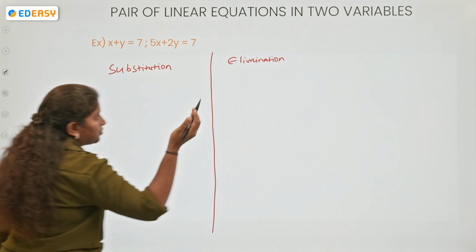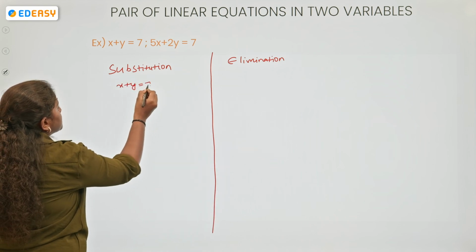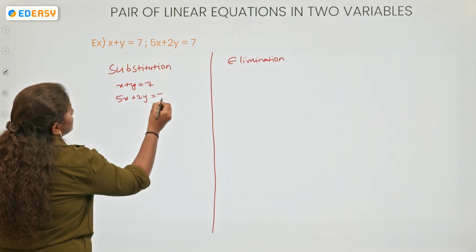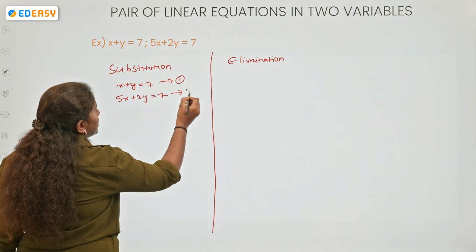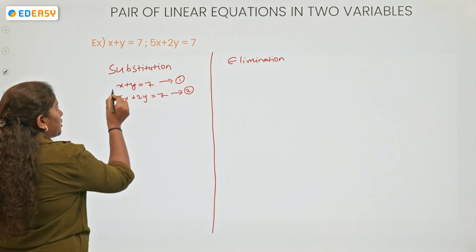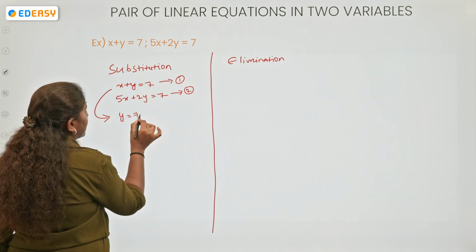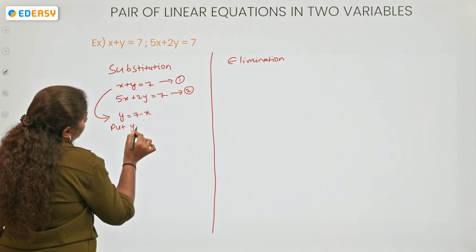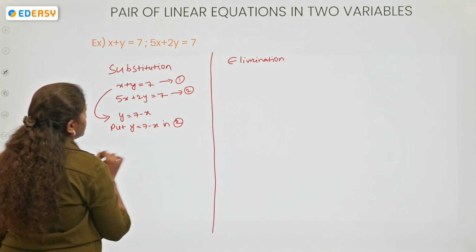Okay. And we will go for the cross multiplication. So, here I am having x plus y equals to 7 and 5x plus 2y equals to 7. This is my equation 1 and this is my equation 2. So, from equation 1, I am going to write y equals to 7 minus x. Put y equals to 7 minus x in equation 2.